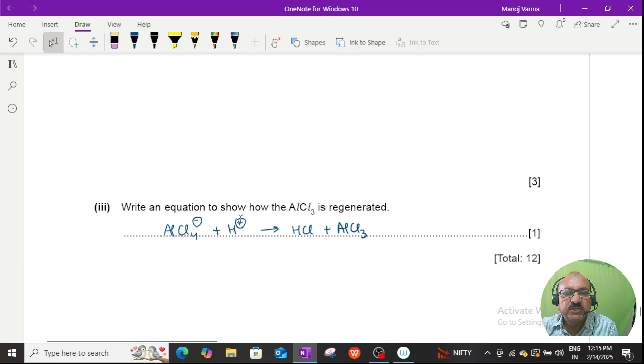Write an equation to show how the AlCl3 is regenerated. So AlCl4 minus reacts with the H plus, and H plus takes out the Cl minus from here, forms HCl, and what remains behind is AlCl3, and that is how AlCl3 is regenerated.